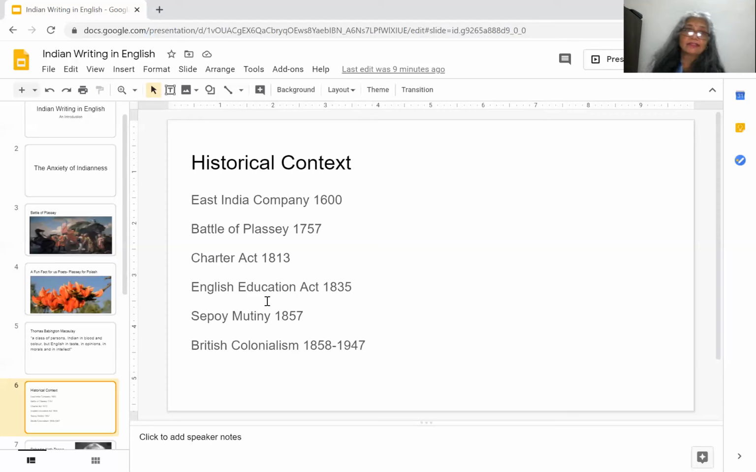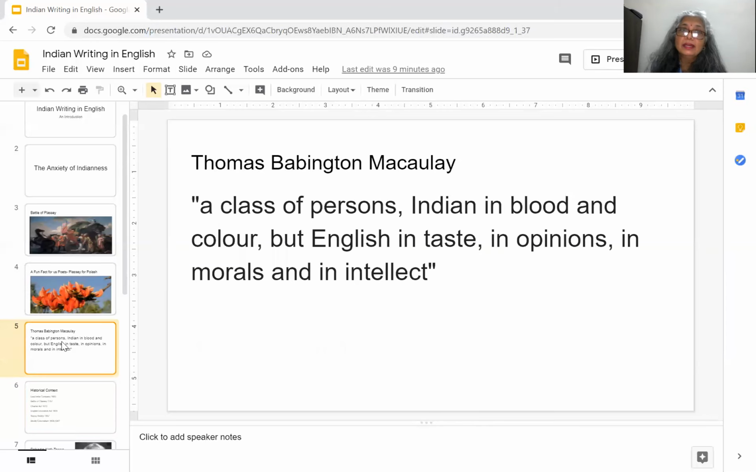And this is very significant because of certain words used by Thomas Babington Macaulay. He said that we need a class of persons, Indian in blood and color, but English in taste, in opinions, in morals, and in intellect. And this nailed the coffin. It's after this that English instruction began with a lot of force, and people of Indian origin, Indian natives, started being educated.